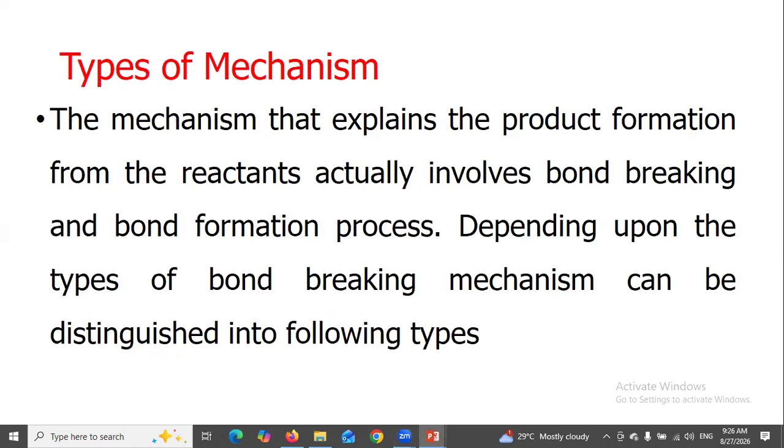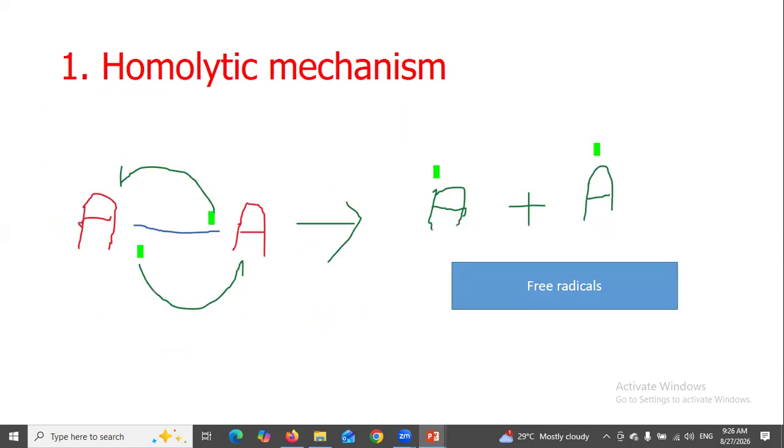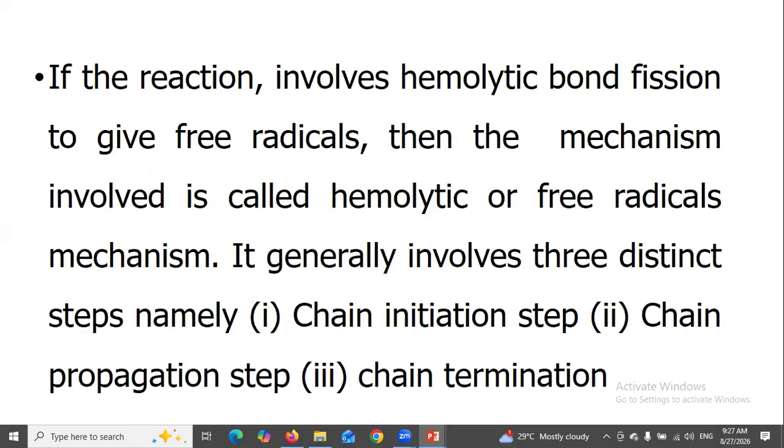Types of mechanism. The mechanism that explains the product formation from the reactants actually involves bond breaking and bond formation processes. Depending upon the types of bond breaking, mechanisms can be distinguished as follows. Homolytic mechanism: homo means single, one electron movement. In the bond, that is the two electrons. The movement of the single electron is homolytic and produces free radicals.